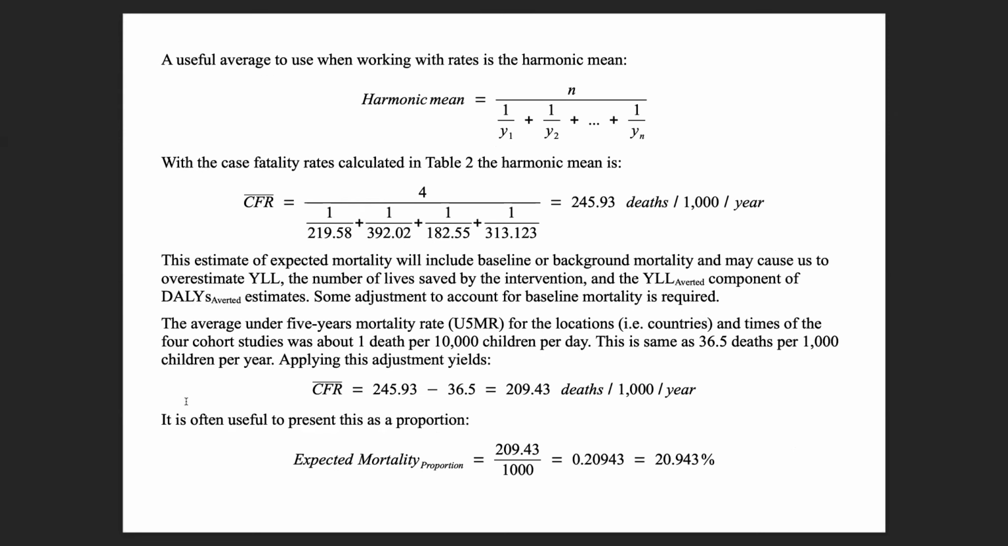The average we want to use when we're working with rates is probably the harmonic mean, which is the total sample size divided by the sum of the reciprocals of the case fatality rates. When we do that, we get an average case fatality rate of 245.93 deaths per 1,000 per year, and that's our best estimate. The problem with this estimate, though, is that it includes baseline or background mortality. Everywhere we go, children are dying all the time, and some of these children are included in our mortality rate.